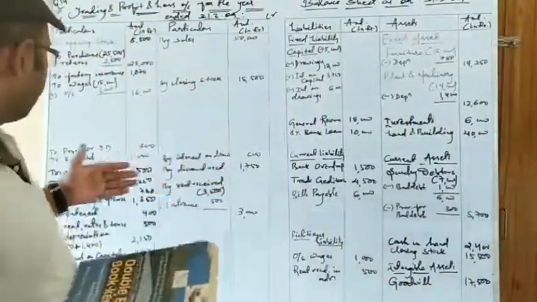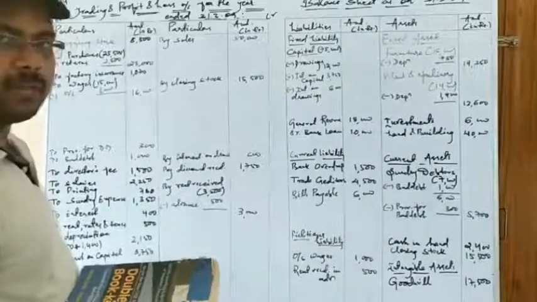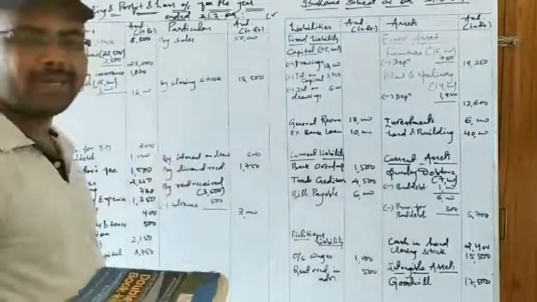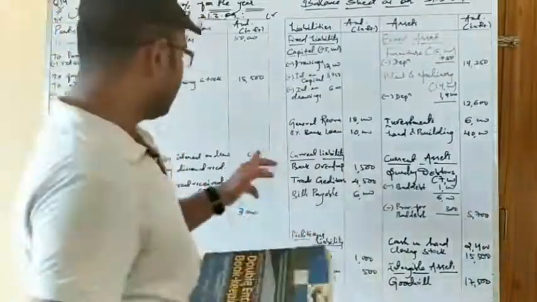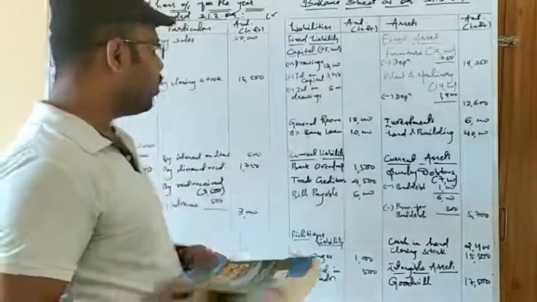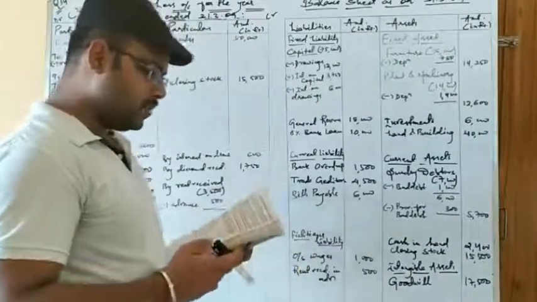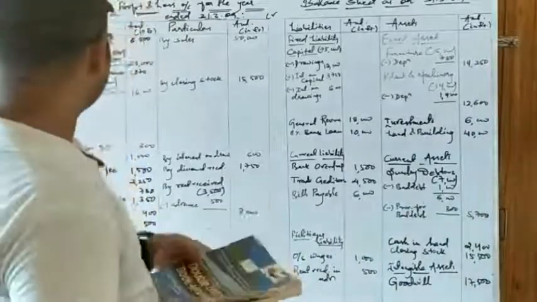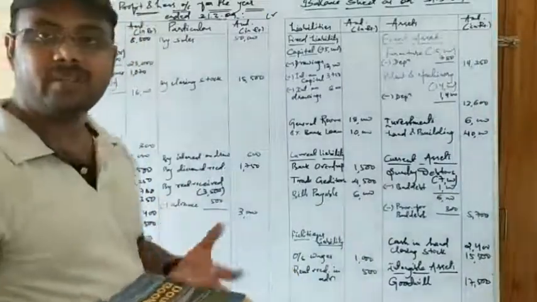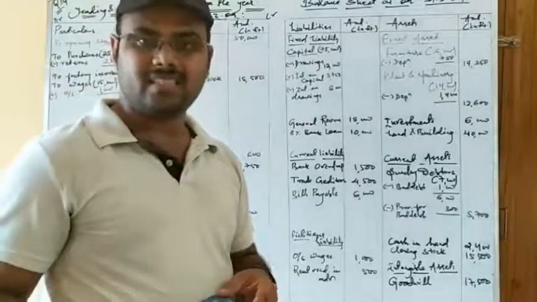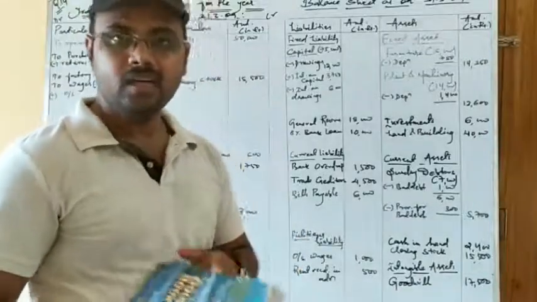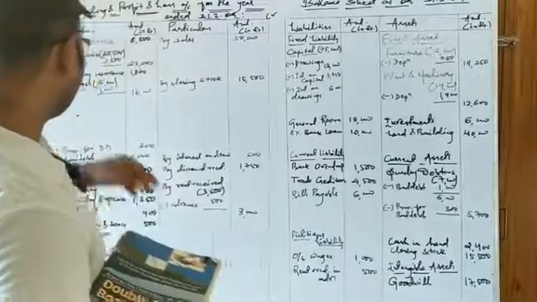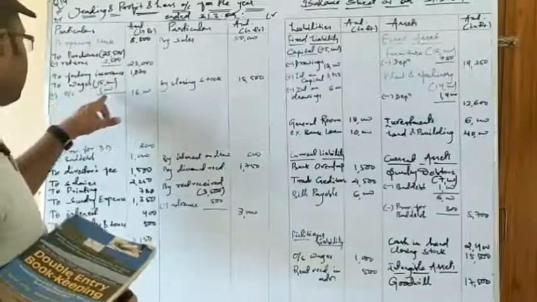Just as interest on capital is an indirect expense, in the same way you have to take interest on drawings as an indirect income. So I have treated this twice. Then the next treatment is for wages for the year, which is 16,000. Wages paid for the year is 15,000, but the actual expense is 16,000. That means 1,000 rupees is outstanding. So I have added here outstanding expenses for wages, 1,000.